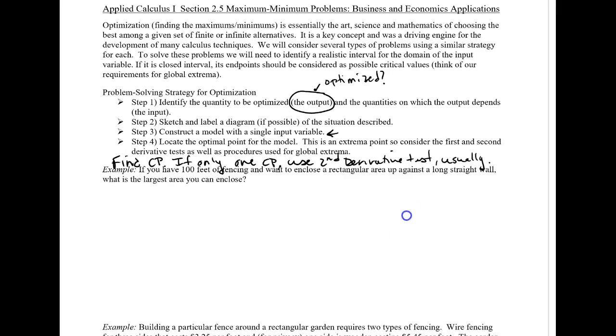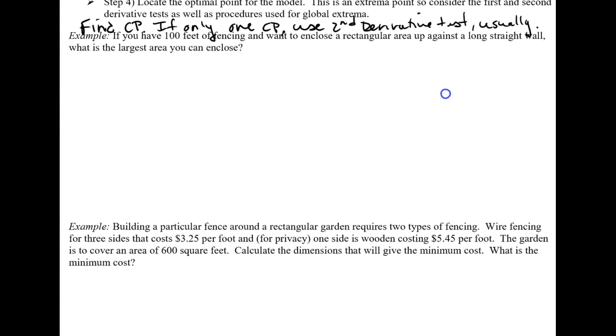So I'm going to make this a little bigger here. If you have 100 feet of fencing and want to enclose a rectangular area up against a long straight wall, what is the largest area you can enclose? Okay. So what is it that we're trying to optimize? It looks like largest area. So this is what we want to optimize. We want to optimize the area. So that's what I'm looking for.